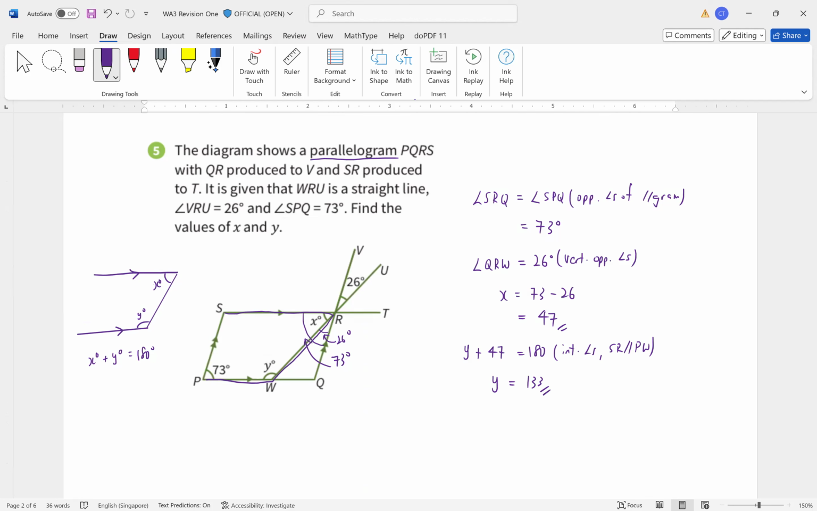So these are questions related to angles that may be tested in WA3. So go and do more practice and know how to write down the names of the properties. Okay, I'll see you in the next video.